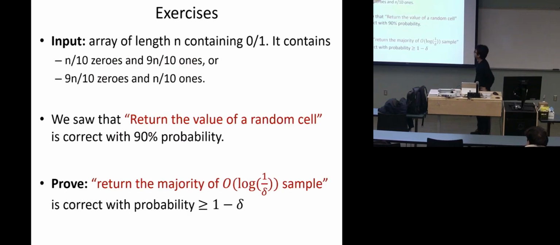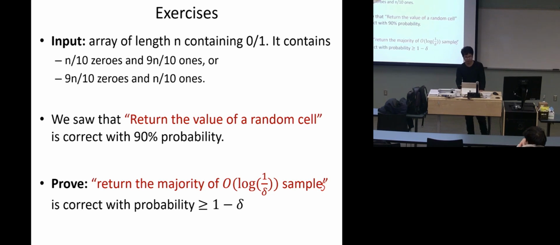Also in the quiz in the beginning, we saw that to distinguish the two cases of the array, just by one query, you can make it correct with 90% probability. Now if I want to boost my correctness probability to arbitrarily close to 1, that is 1 minus delta, all you need to do is return the majority of log of 1 over delta samples. Cool. So you can try this.